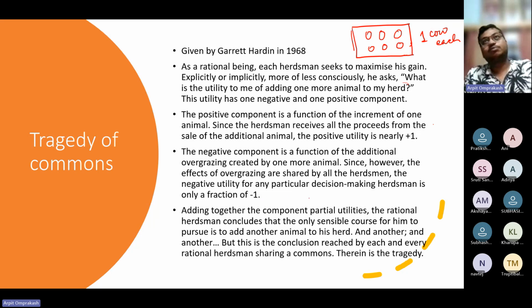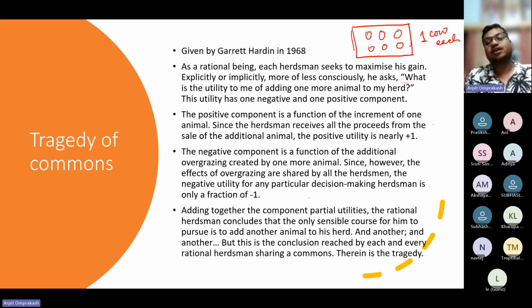So what I'm thinking now is that if I add one more cow, then it'll overgraze the field, right? Because the grassland where we are all herding our cows is the same. The size of the grassland is the same. So if I add one more animal, that will need some more grass. So the amount of grass grazed by all these animals combined will be slightly more.